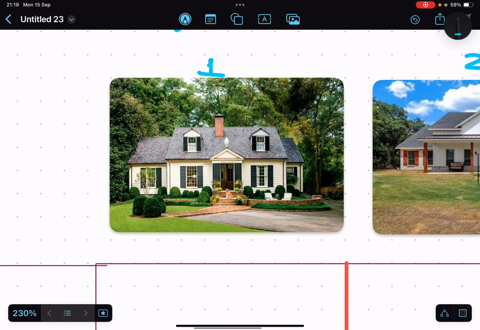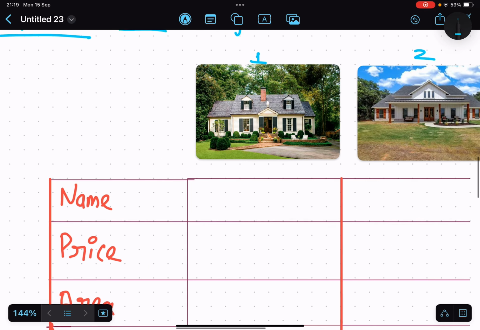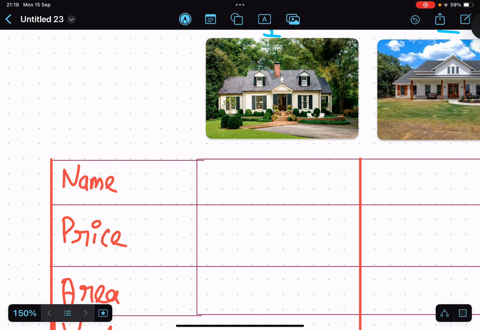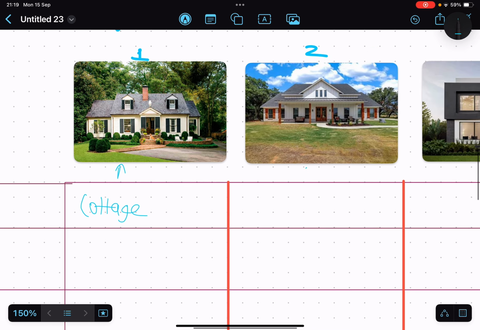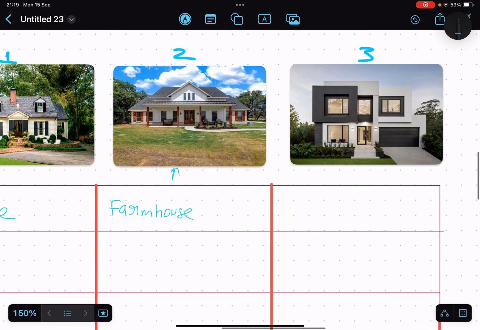What's the name of this house? What does it look like to you? It looks like a cottage, right? This is a cottage, so that's the name of this house. In case of the second house, it looks like a farmhouse. And in case of the third house, it looks like a very modern house, right? So we can call it modern house.